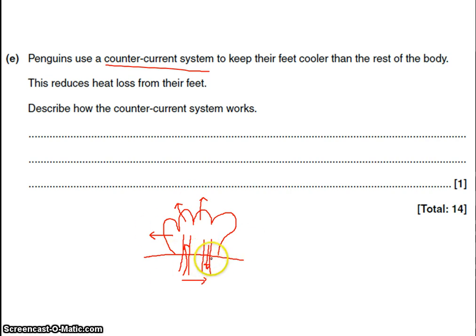So the counter current system is when heat is transferred from the warm blood to the cooler blood as it returns from the feet. And that's the end of the B2 section of this exam.